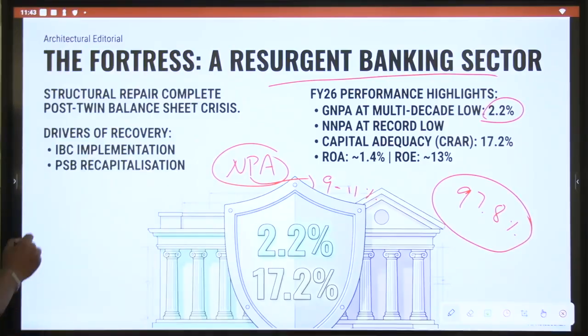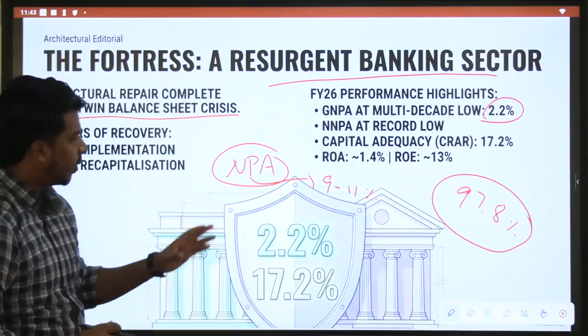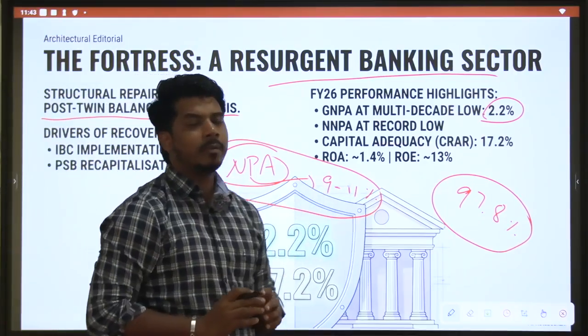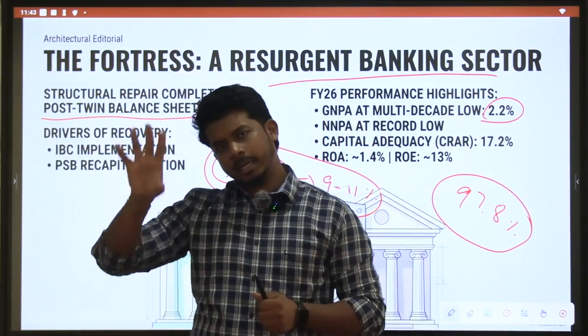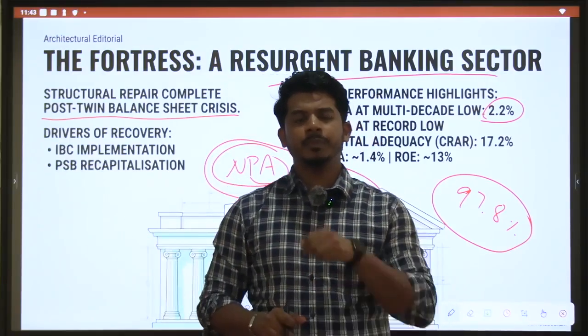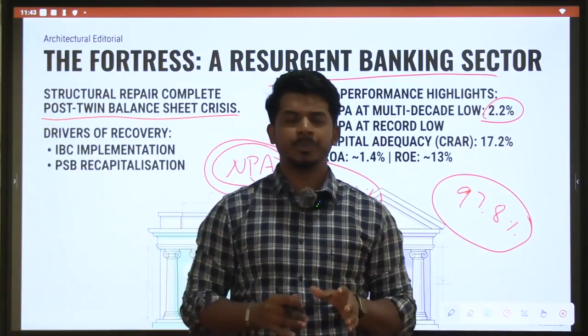Then the twin balance sheet crisis was over. When these NPAs are at a high, we have a problem called the twin balance sheet problem. What is the twin balance sheet problem? A balance sheet is almost like a budget. Just as the government manages its revenues and expenditures, companies manage their assets and liabilities.